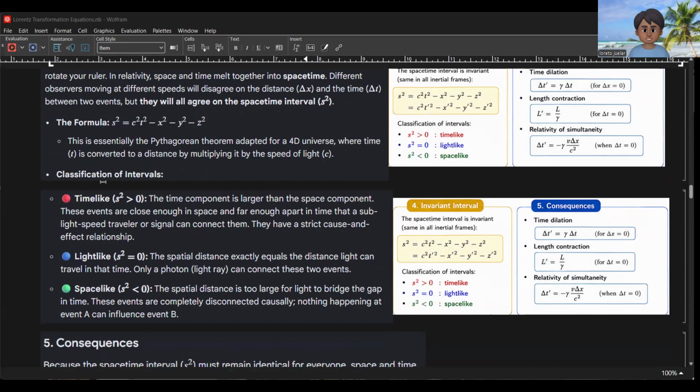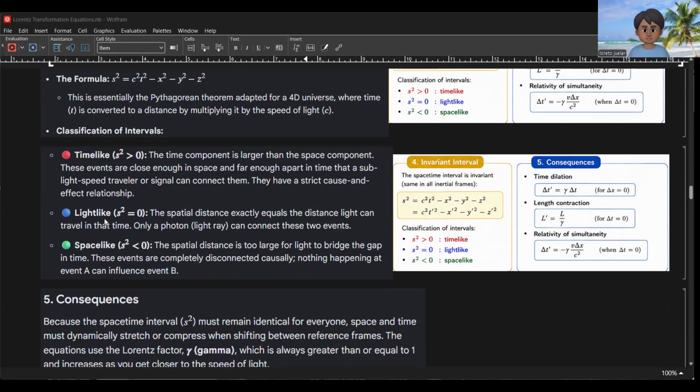We have the classification here for time like: s squared is greater than zero. So what does it mean? The time component is larger than the space component. So these events are close enough in space and far enough apart in time that a sublight speed traveler or signal can connect them. They have a strict cause and effect relationship. Now for light like, s squared is equal to zero.